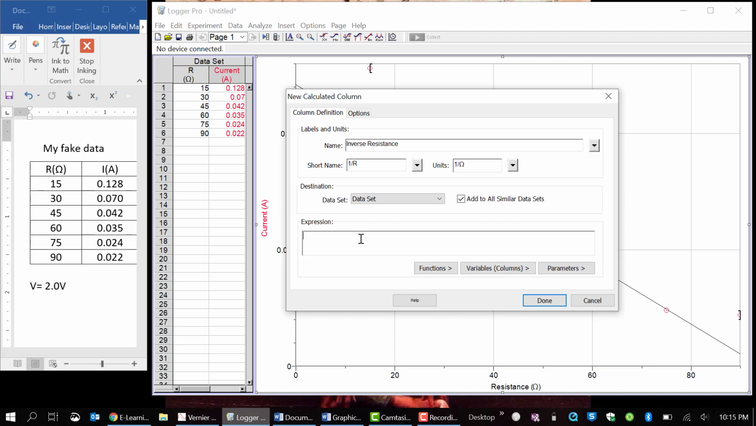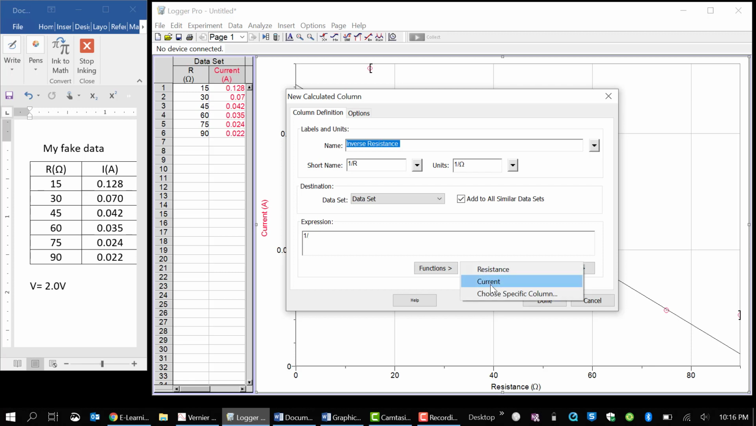This is where I tell the computer how to calculate the numbers that I want it to put in a whole new column called inverse resistance. I want the computer to take 1 divided by the values for resistance. So I put 1 divided by in my expression, and then I come over to this button in the middle that says Variable Columns. If I click on it, it shows me all of my data columns. I want to choose the resistance column, and when I click on it, it puts it right in there exactly how it should look, 1 divided by the resistance. Then I'm going to hit Done.